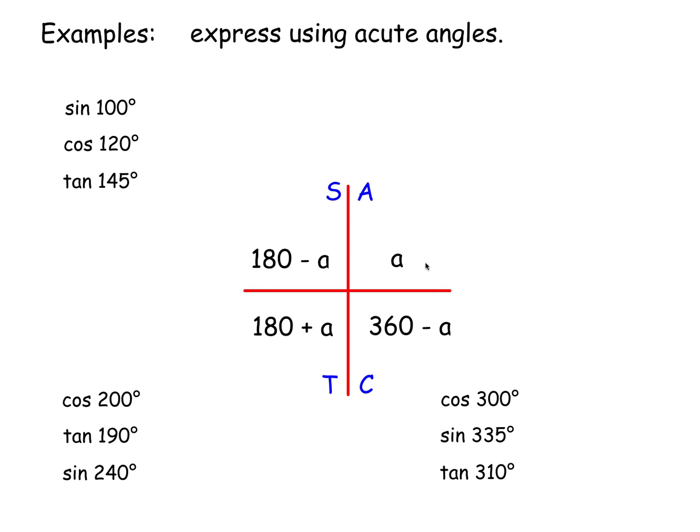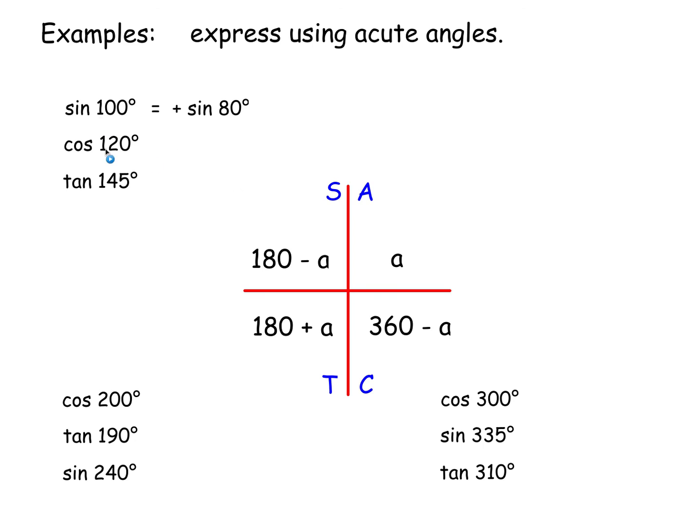So this is turning 100 degrees. You're 80 degrees short of 180. In other words, A is 80 here. It's 180 minus 80 that gives you 100. The acute angle is 80. So sine 100 is the same as sine 80. And because it says S here, sine's positive, it's positive sine 80.